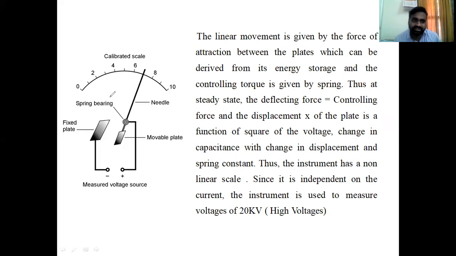At that steady state condition, what will happen? The deflection torque will act in this particular clockwise direction, and the controlling torque will act in the opposite, counterclockwise direction. This is the controlling torque, and that is the deflection torque. At steady state condition, deflection torque T suffix D is equal to controlling torque T suffix C. So this is how the force is observed with the help of this mechanical displacement. That means this is how the actual controlling torque is developed. The mechanical work done is developed.